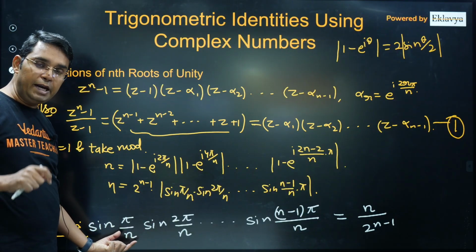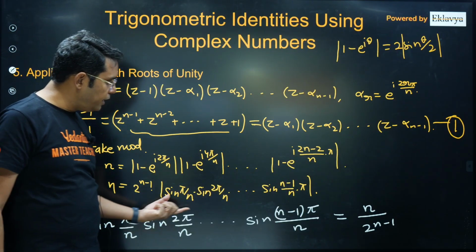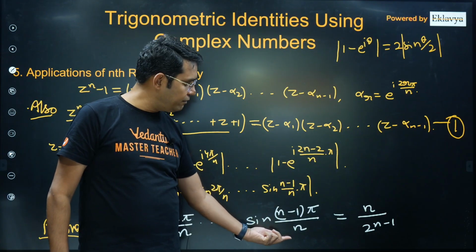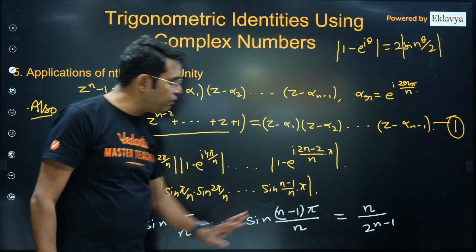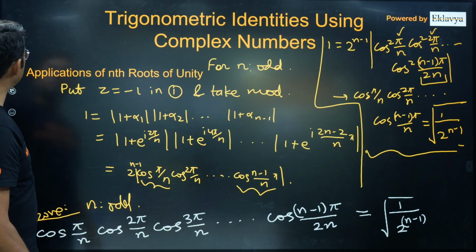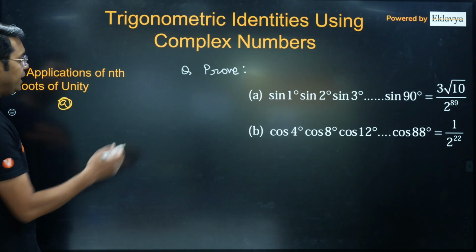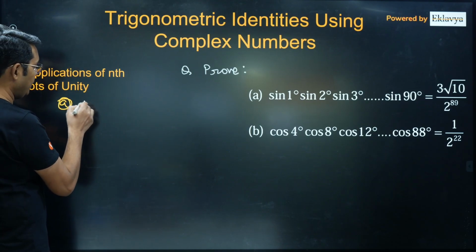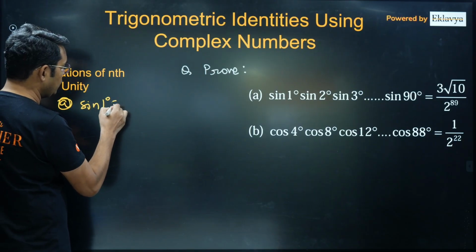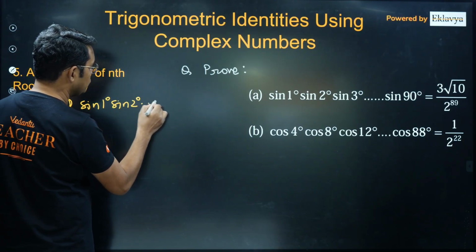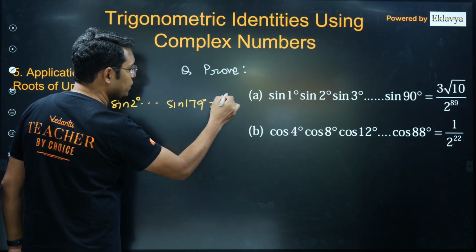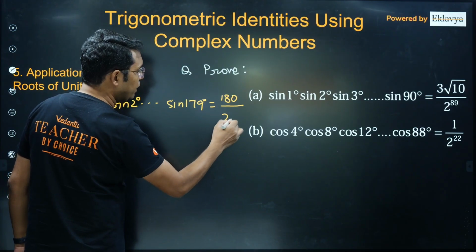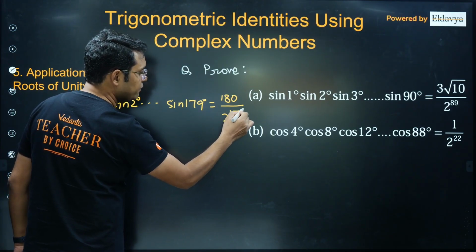I think pi by 180 will be 1 degree, then sine 2 degree, sine 3 degree, up to sine 179 degree, and that will be equal to 180 upon 2 power 179. So you can see this question can be done directly. This sine 1, sine 2, and so on, up to sine 179 degree will be equal to, as I told you, n upon 2 power n minus 1, with n as 180.